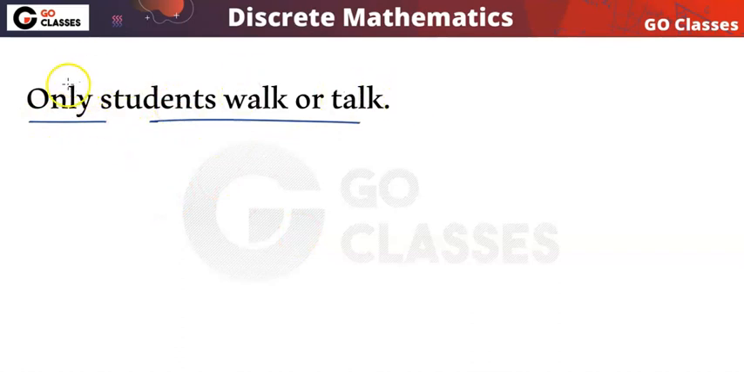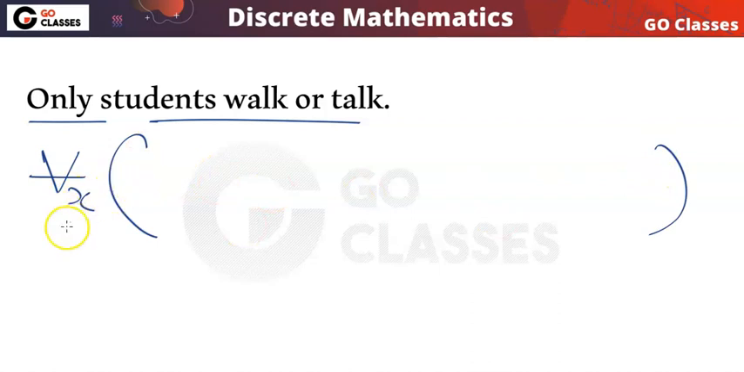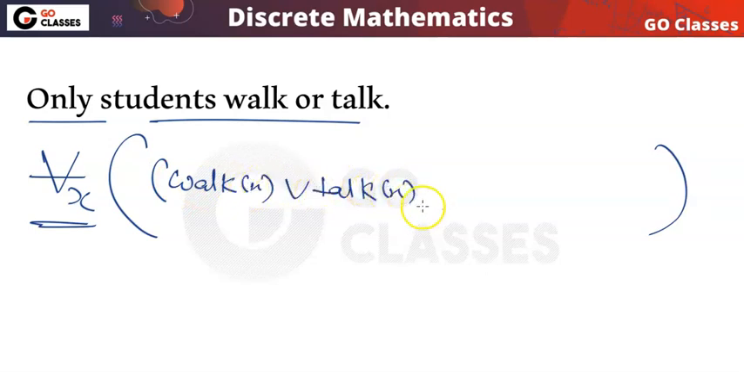This is only A's are B's. I told you only students walk or talk. It means if someone is walking or talking then it is a student. For all x, if x is walking or talking, then x is a student.